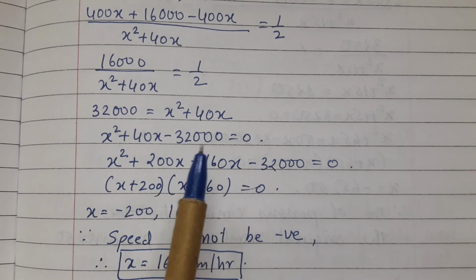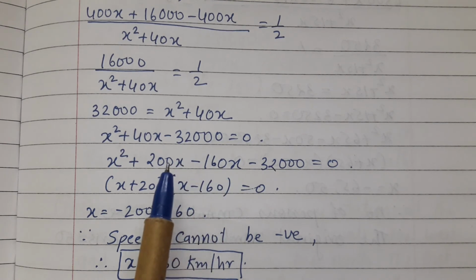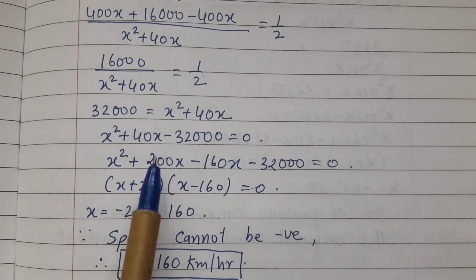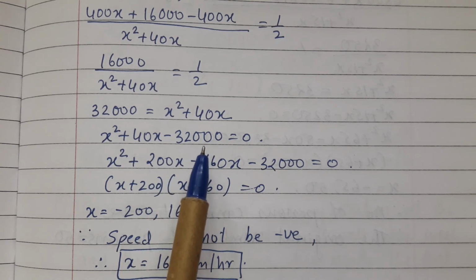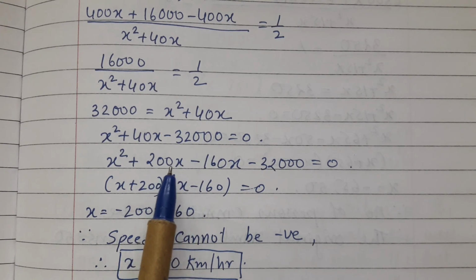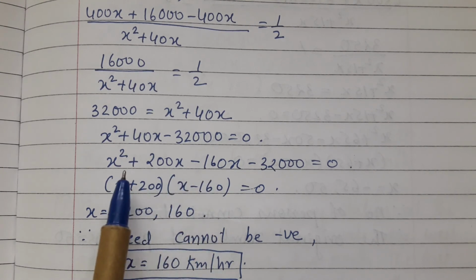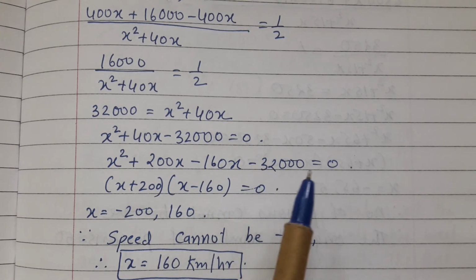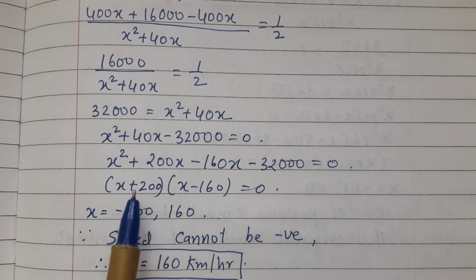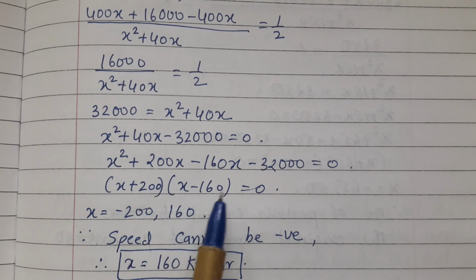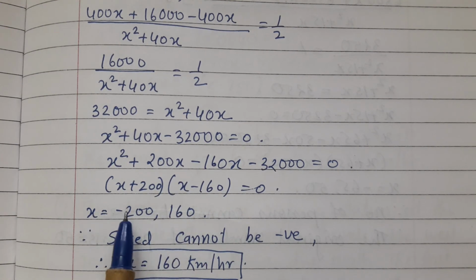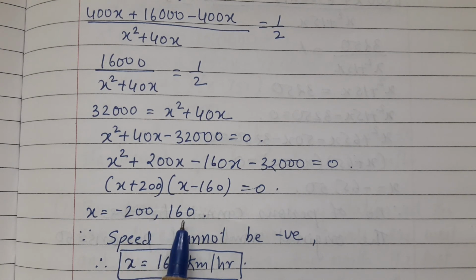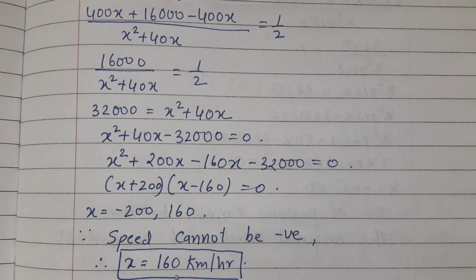Minus 32,000, split into two terms such that its addition is plus 40 and multiplication is minus 32,000. 200 plus 200 minus 160. x square plus 200x minus 160x minus 32,000 equals 0. x plus 200, x minus 160 equals 0. x equals minus 200 or plus 160. Since speed cannot be negative, therefore x equals 160 km per hour.